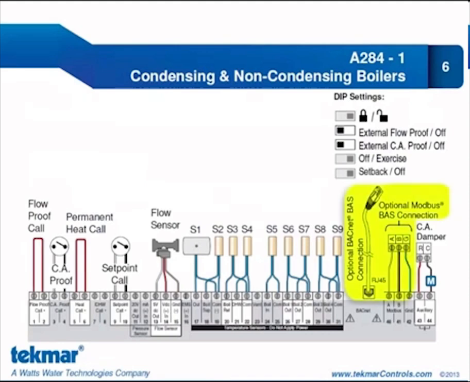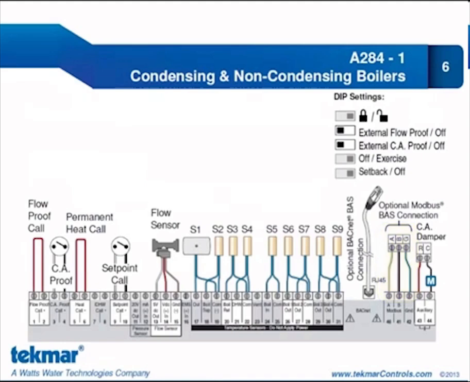Next, we'll find our communication terminals. Now, since we are communicating to a building automation system using either BACnet or Modbus, we have shown both of those connections. The BACnet connection is through an RJ45 port at the top of the 284 control, and our Modbus connection comes through terminals 40, 41, and 42.